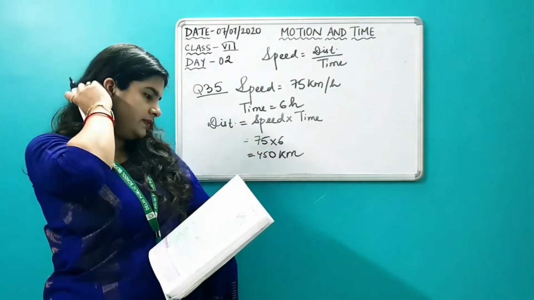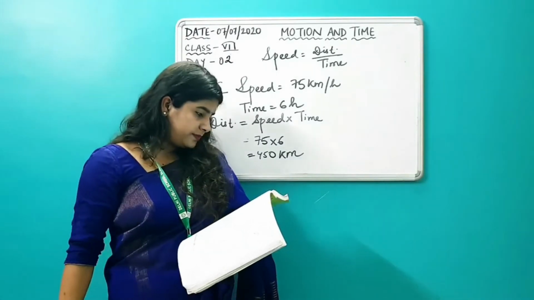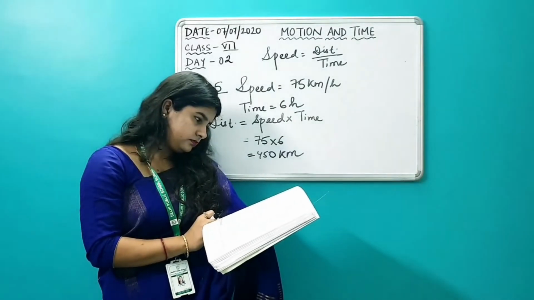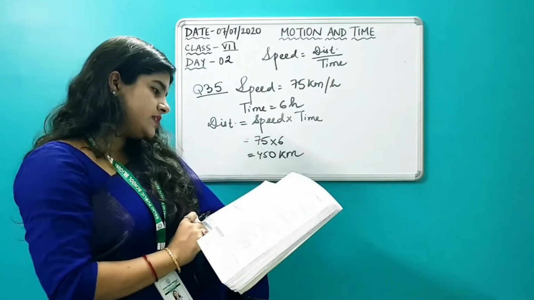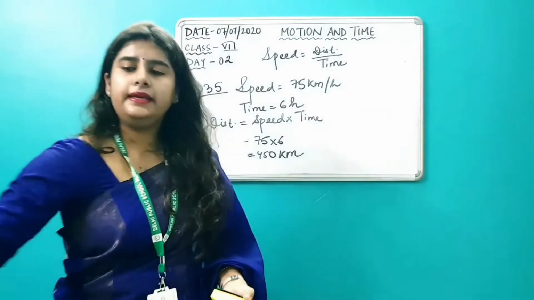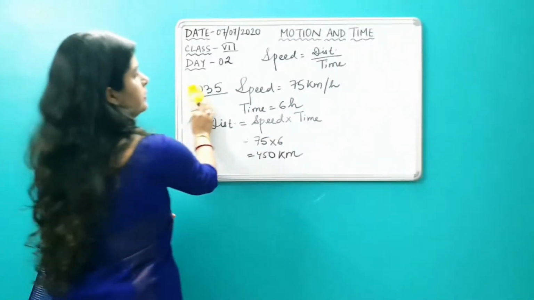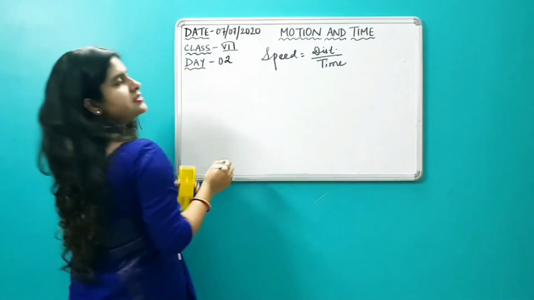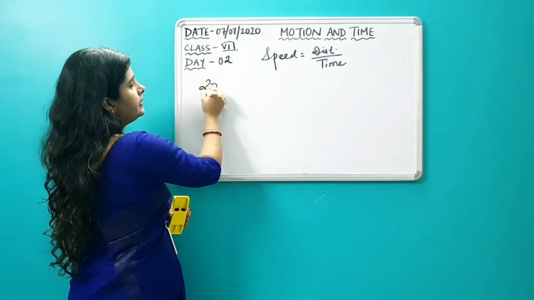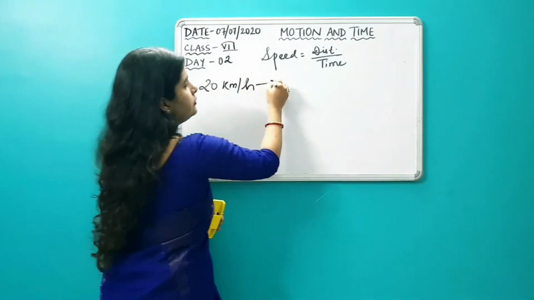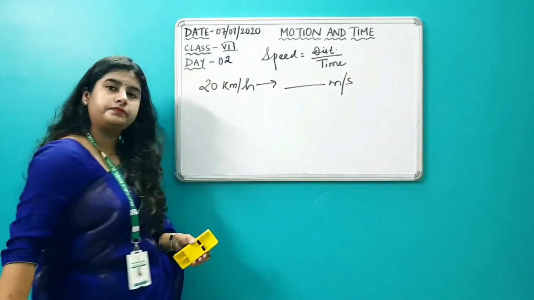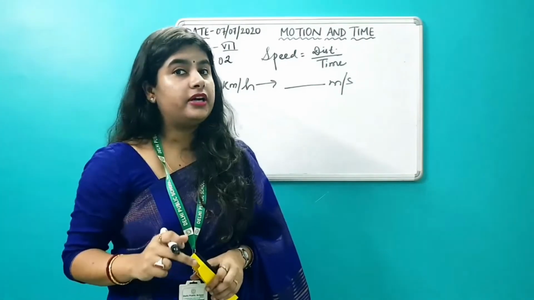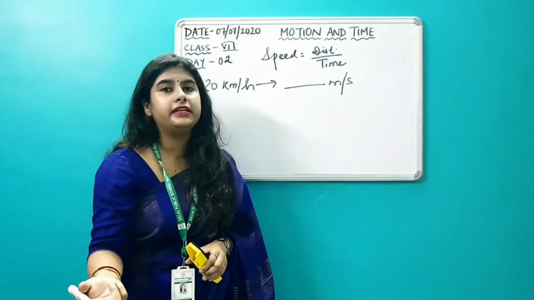So this is another question. Let us move to one more question. Let me give you a question of conversion. Supposing I give you 20 kilometer per hour. Convert it to meter per second. I have given you a speed of 20 kilometer per hour and I want you to convert this to meter per second.